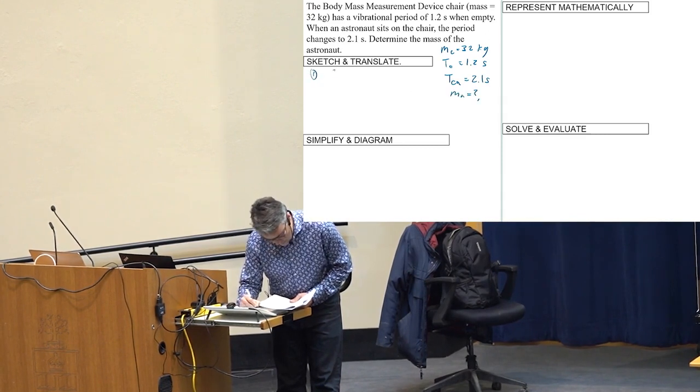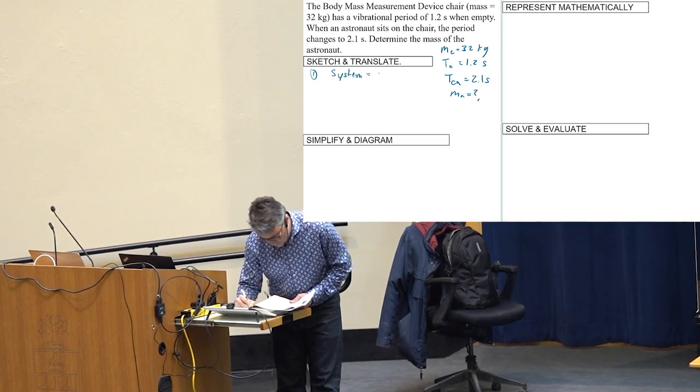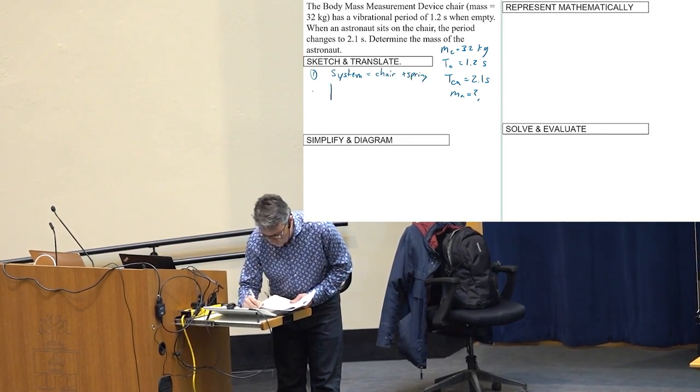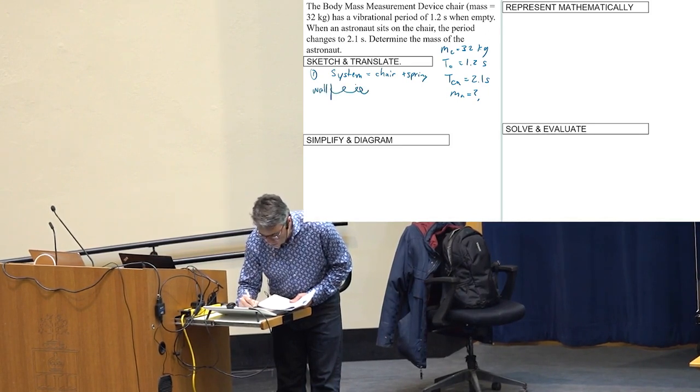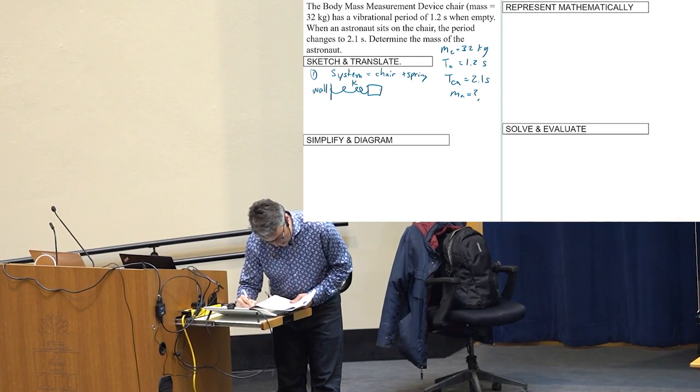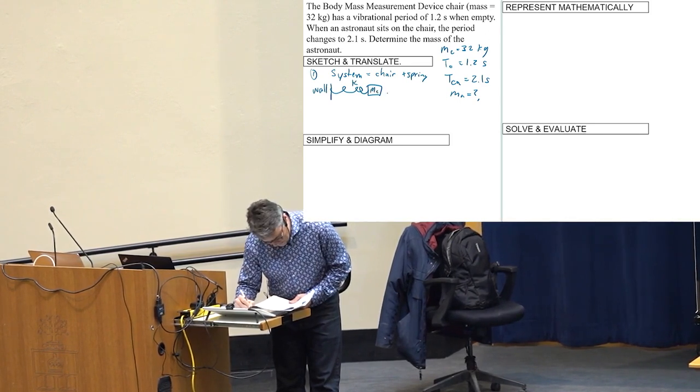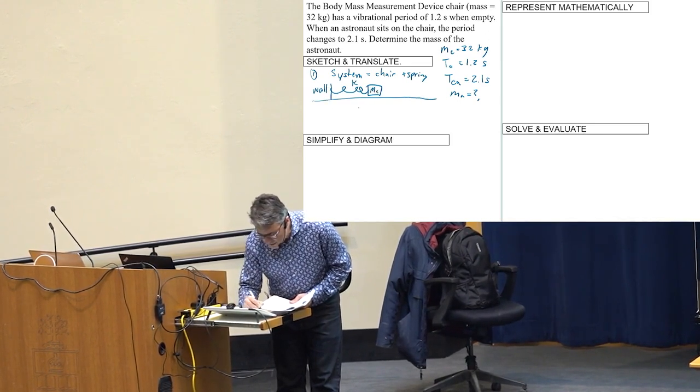So first of all, I'll start with a system, which is the chair plus the spring. And then we've got a wall somehow. It's like the side of the space station. Here's the spring constant K, and here's the mass, mc. And then we're going to change the system to the chair plus the spring plus the astronaut.